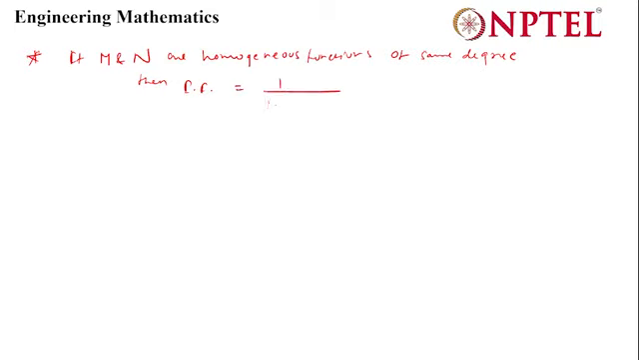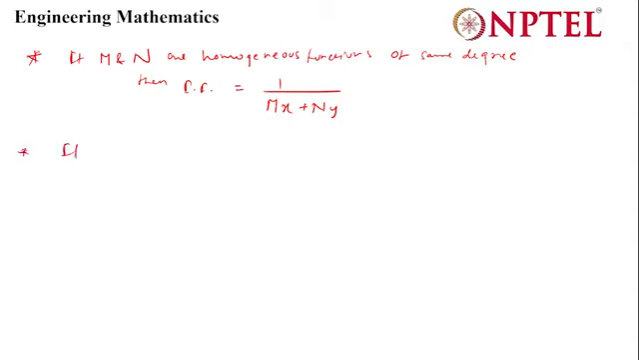Okay. 3-4 more things. Suppose it is not an exact differential equation. So what we have to do: if M and N are homogeneous functions of the same degree, then the integrating factor will be 1 upon (Mx plus Ny).